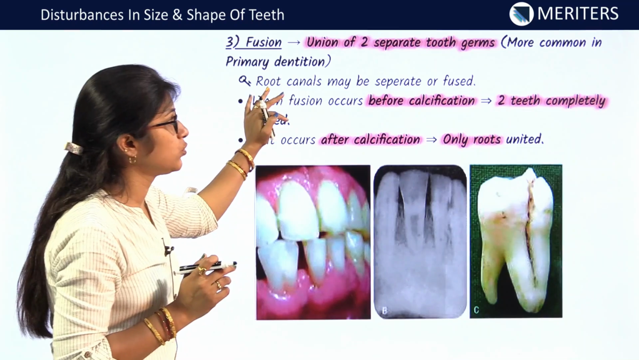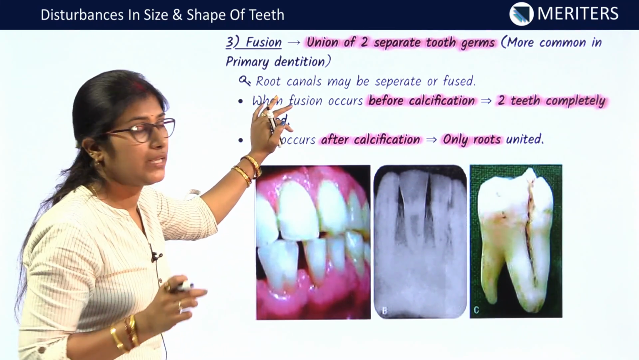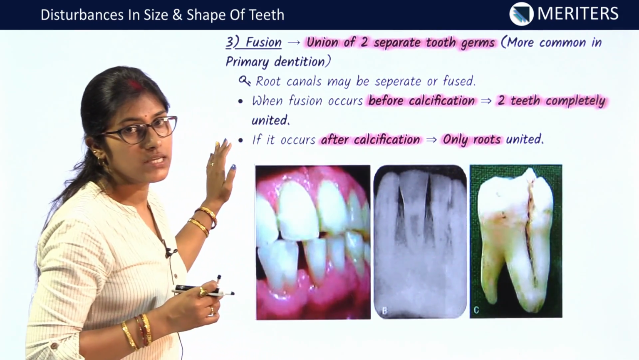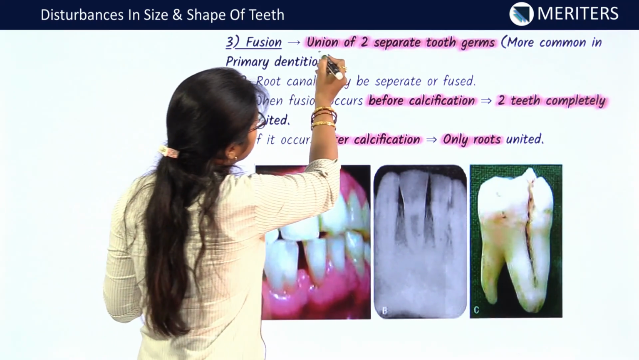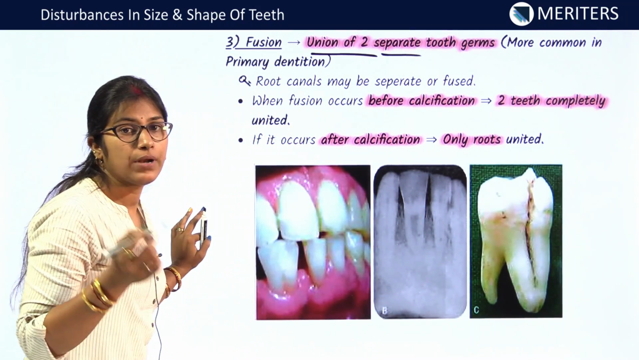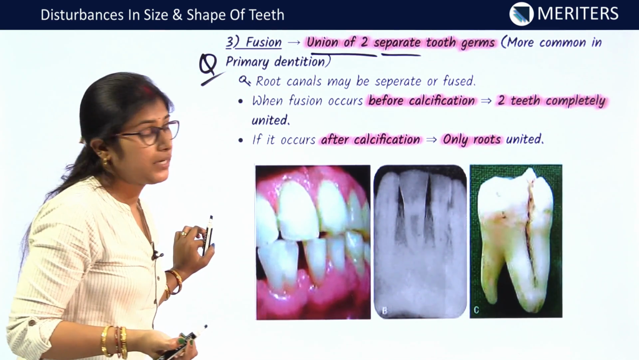Now this is a case of fusion. Here two separate tooth germs are uniting. Two tooth germs are involved here, whereas in those cases only one tooth germ was involved. Now I think this should be clear by now. Union of two separate tooth germs is more common in primary dentition. This is also a question. Fusion is seen most commonly in primary dentition.